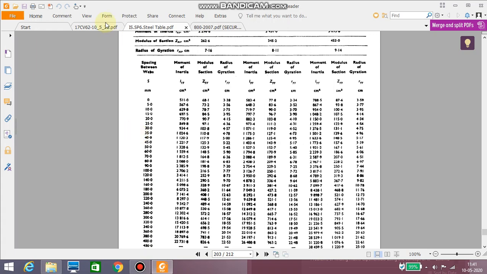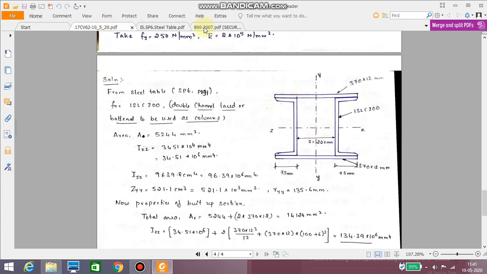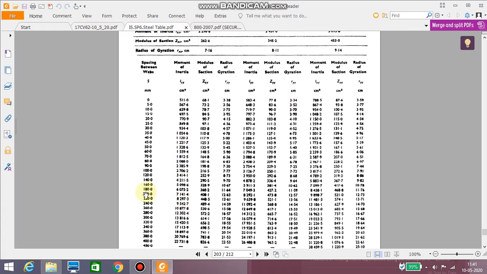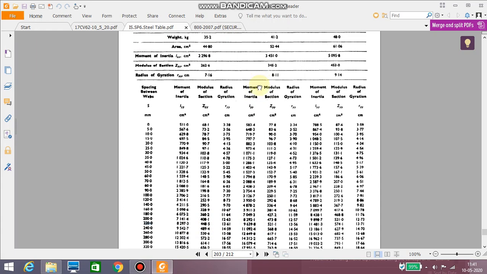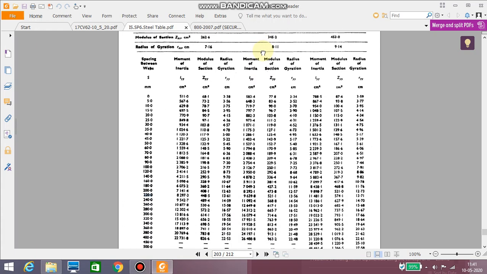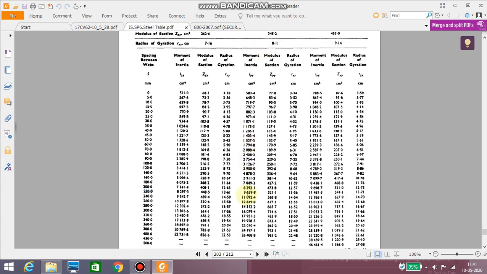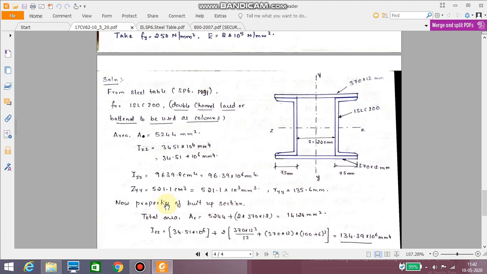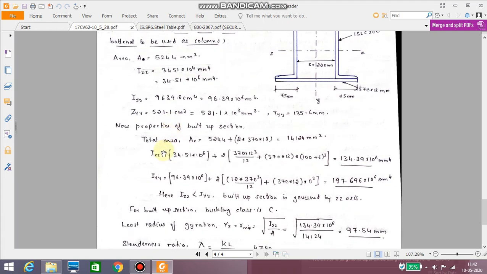Spacing between the webs is given here in the figure as 220 mm. So that 220 mm I have to search here. This is 220 mm, and you should not look at the first three values. You have to look at the middle three values, because I am interested in finding out the properties of ISLC 200. So here I will get the values of IYY and ZYY, also RYY. After getting these values, I have to calculate the properties for the built up section now.